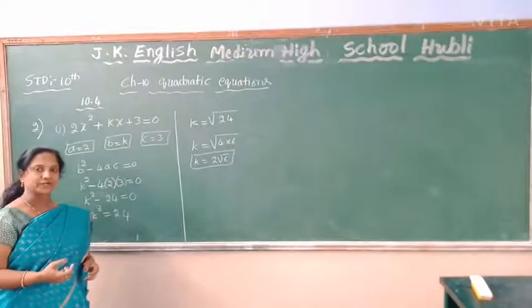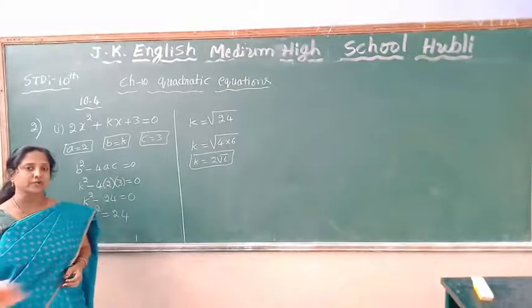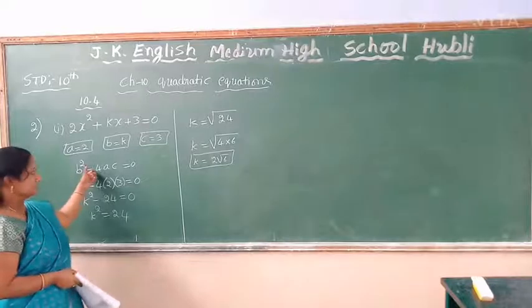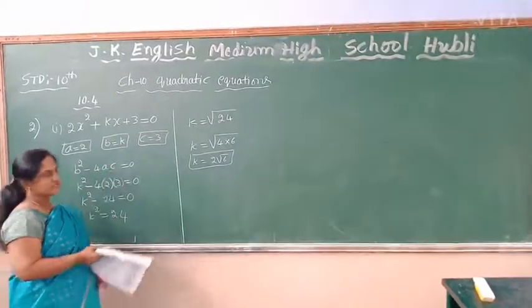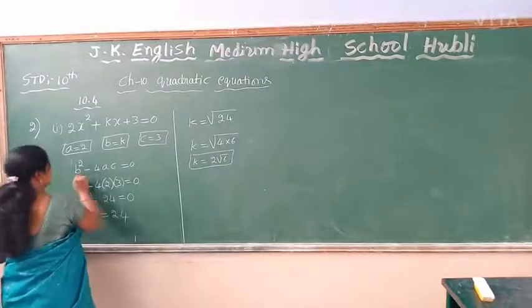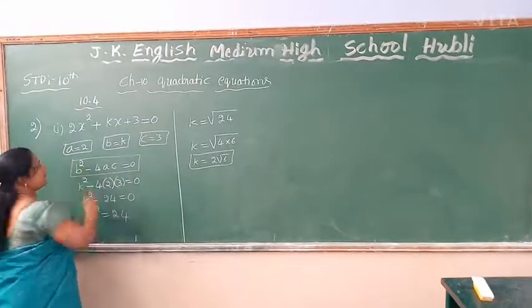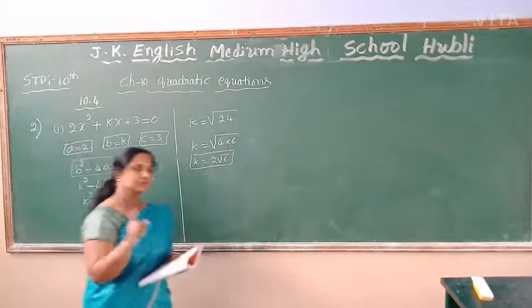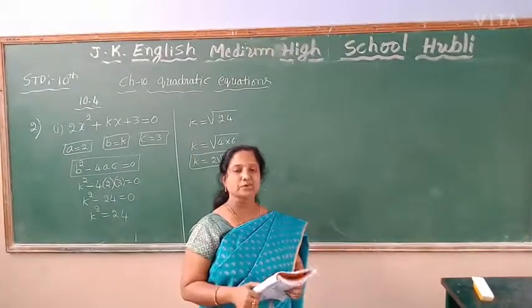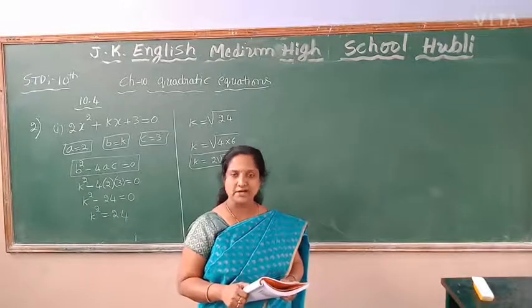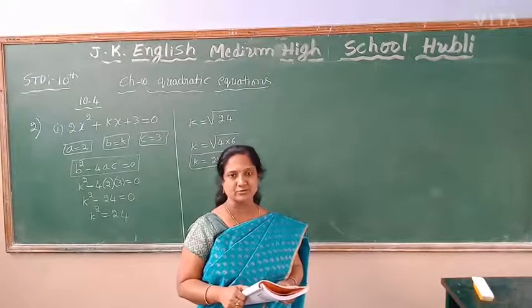They told us first to find out the value of k. We got the value of k when the condition is that they have two real roots, that is b square minus 4ac is equal to 0. Two real equal roots we are going to get when the condition b square minus 4ac is equal to 0.